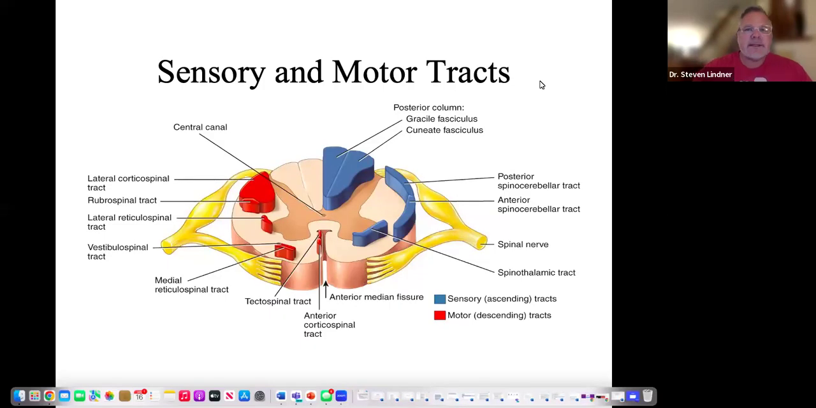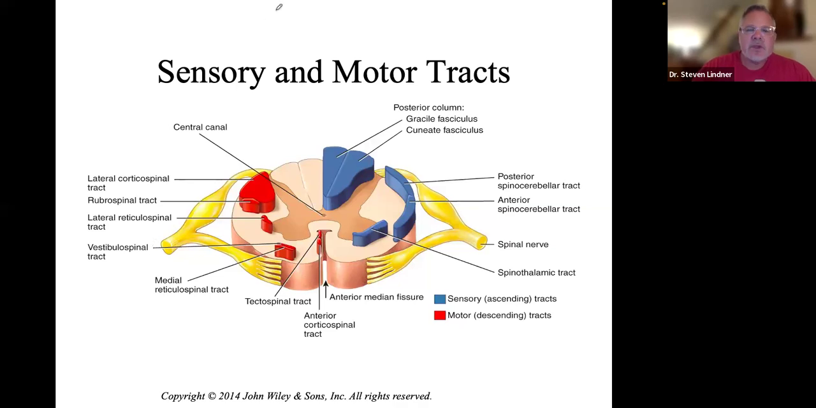Welcome, class. Let's take a look at sensory and motor tracts. So in this diagram, what we're looking at is a cross-section of the spinal cord.